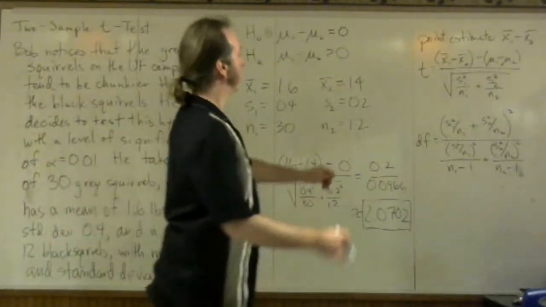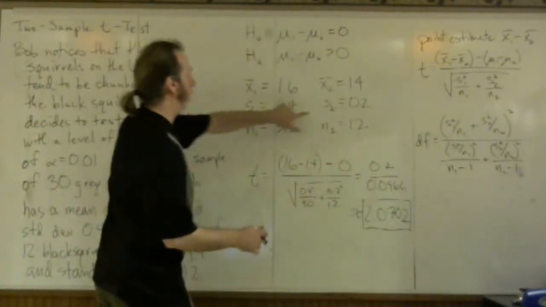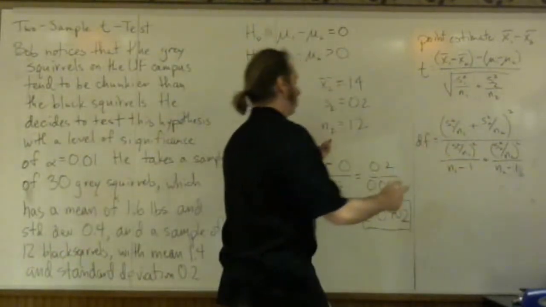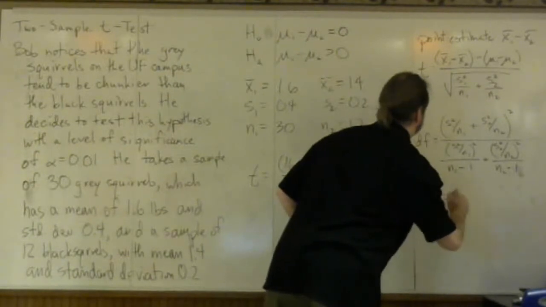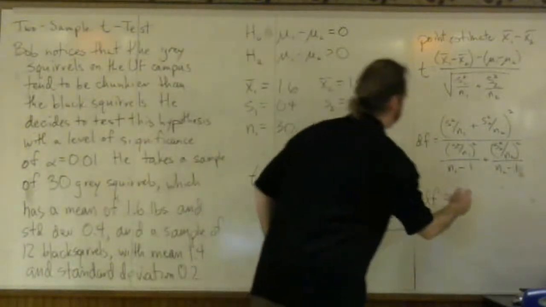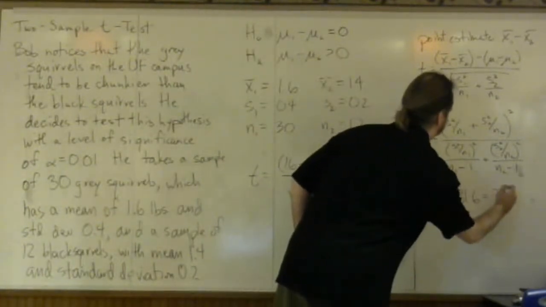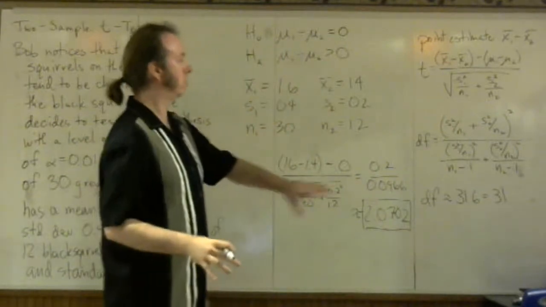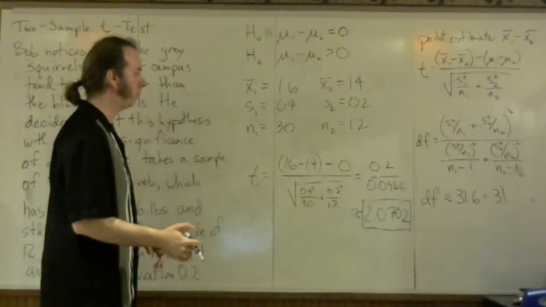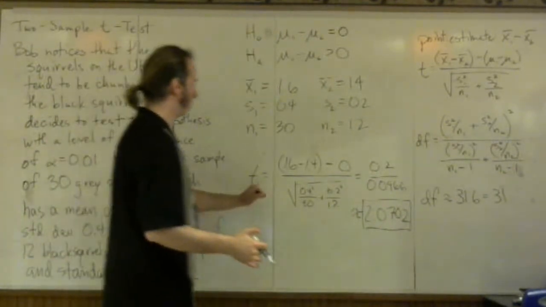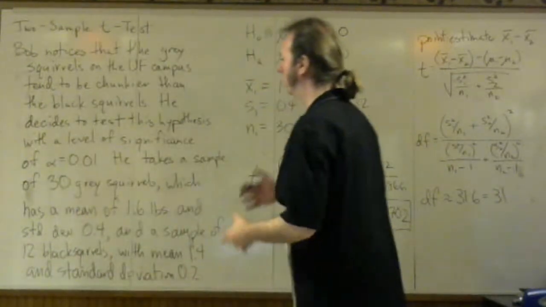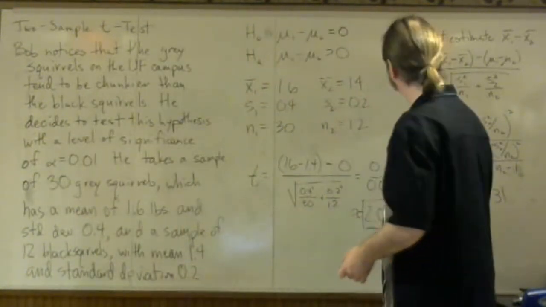In this particular case, I'm plugging in S sub 1, S sub 2, N sub 1, N sub 2 to all of that. For this example, I end up with about 31.6. And for these degrees of freedom, we always round down. So we truncate that to 31. So I've got my t-value, I've got the degrees of freedom, and I've got my alpha. Now it's just a matter of comparing those two.